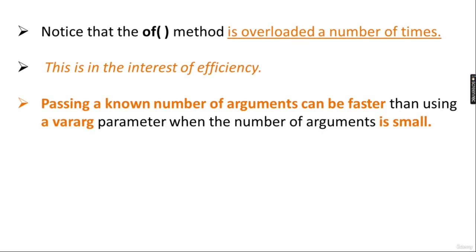The of method is overloaded a number of times. This is in the interest of efficiency. Passing a known number of arguments can be faster than using a varargs parameter, which reduces the time complexity when the number of arguments is small and limited. So instead of using a var parameter, a known number of arguments can be passed.